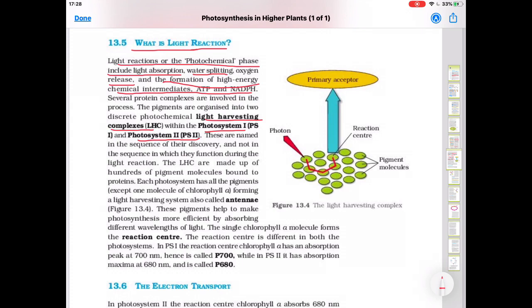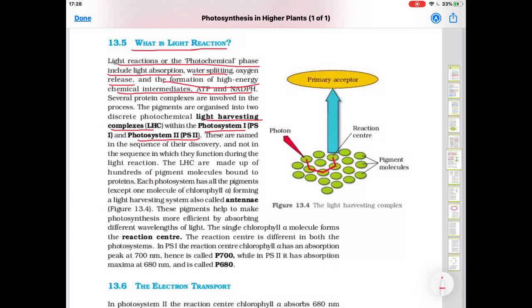These are named in the sequence of their discovery and not in the sequence in which they function during the light reaction. So during light reaction, first photosystem 2 works and then photosystem 1. But they are named so because photosystem 1 was discovered earlier as compared to photosystem 2. But during functioning in the light reaction, photosystem 2 works first and then photosystem 1.